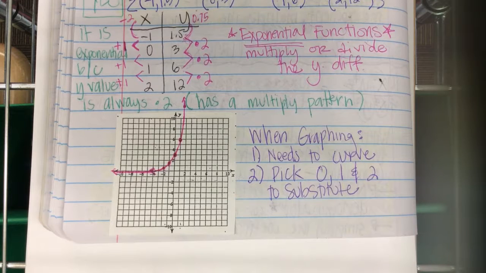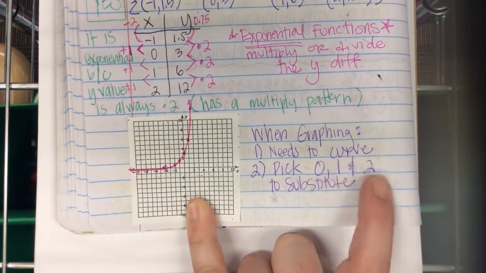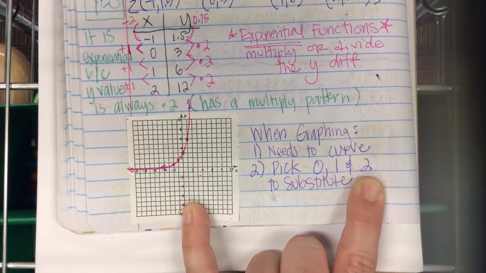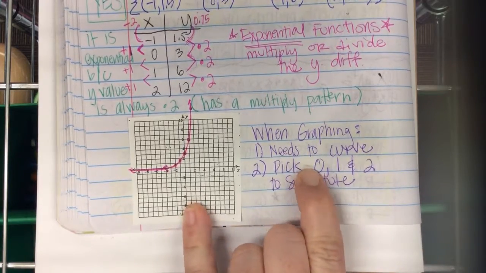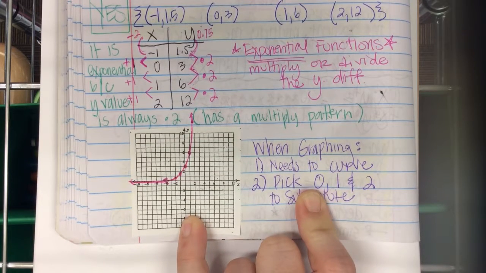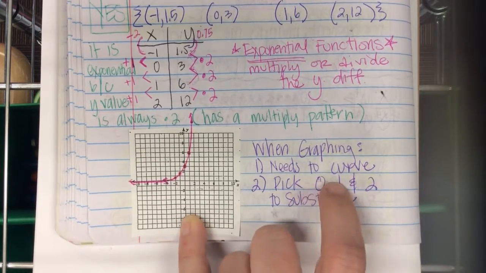Here are the reasons why you should pick 0, 1, and 2 to substitute. It's easy to use an exponent of 1. Does an exponent of 1 do anything? No. It's easy to use an exponent of 2, squaring something. You're pretty good at multiplying a number by itself. Anybody remember the rule? An exponent of 0? It's always 1. 10 to the 0 power is 1. 42 to the 0 power is 1. So these are easy numbers to substitute.